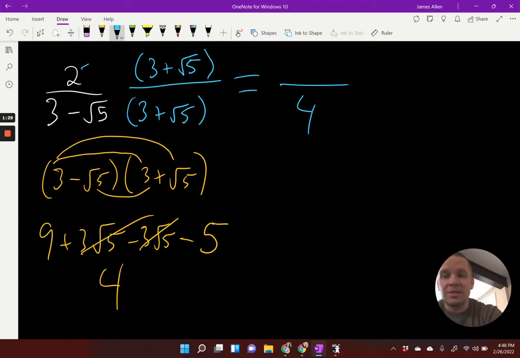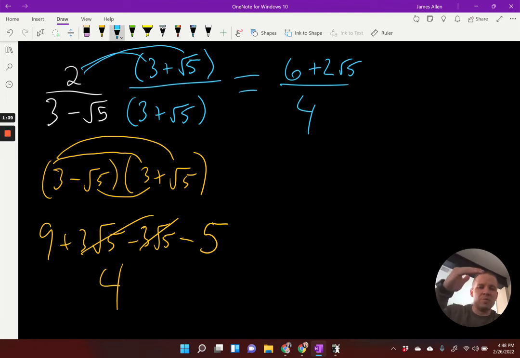Now I need to take this 2 and distribute it to both of these. So 2 times 3 is 6, and 2 times root 5 is 2 root 5. It's like there are two parts to this problem. I've got my numerator to deal with, and I've got my denominator to deal with. It's a little hard to do them both at the same time, so I like to do them separately and put them back together in one fraction.